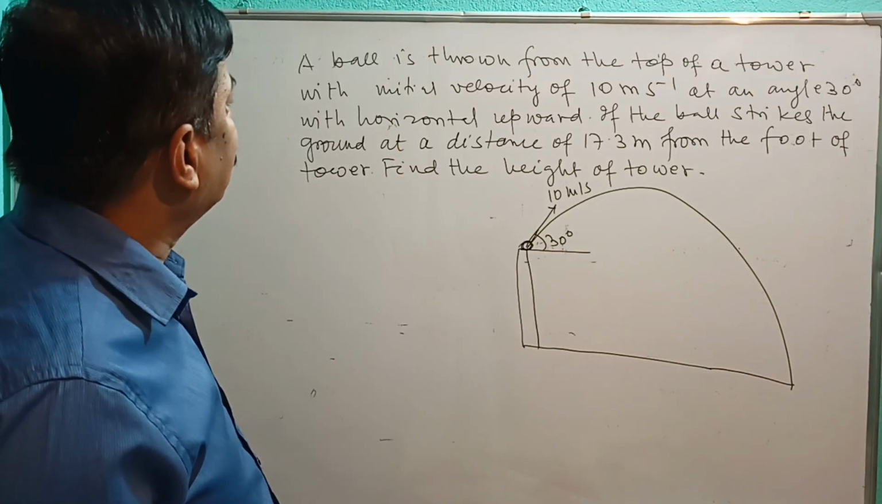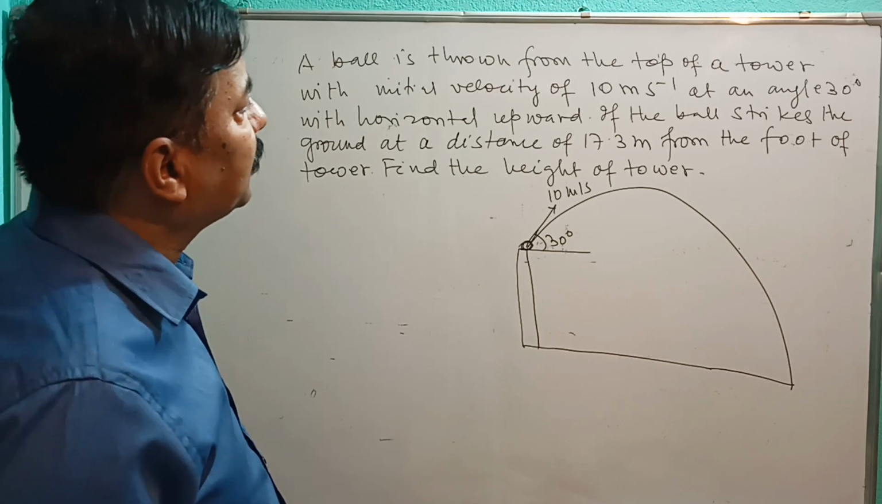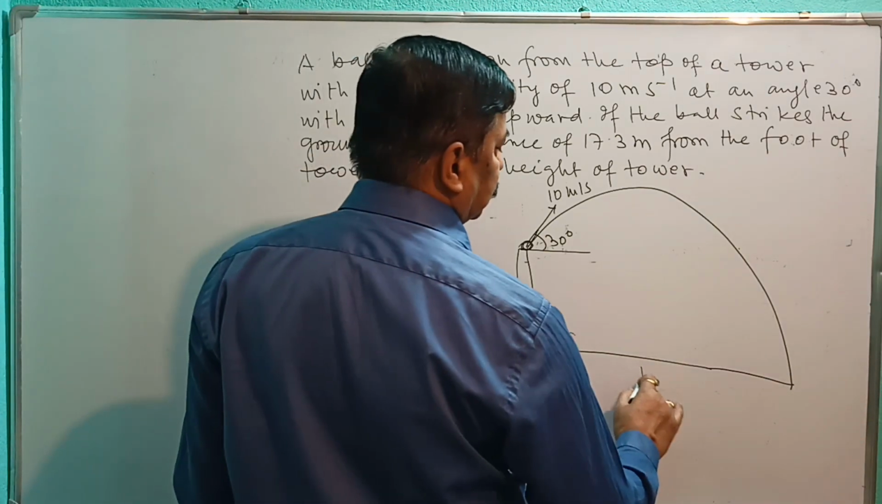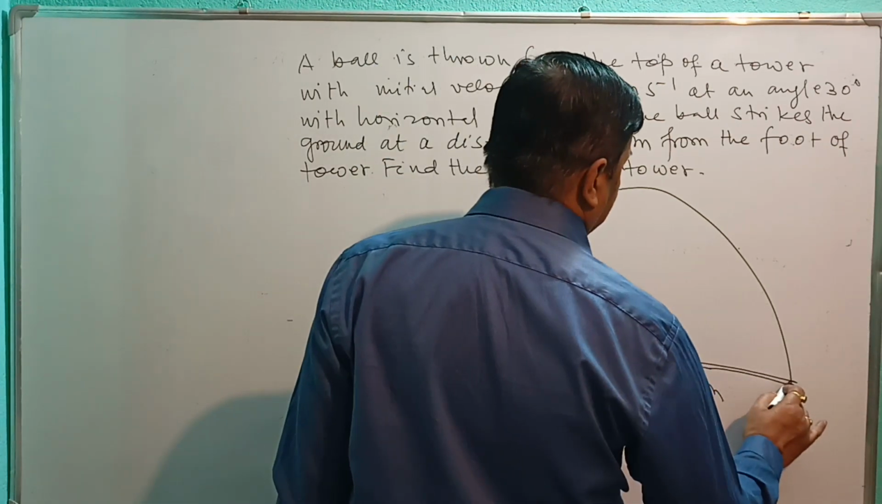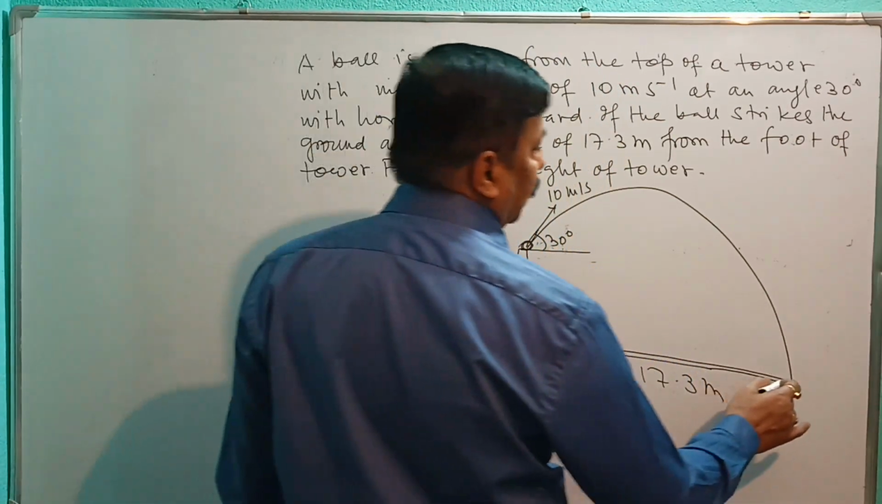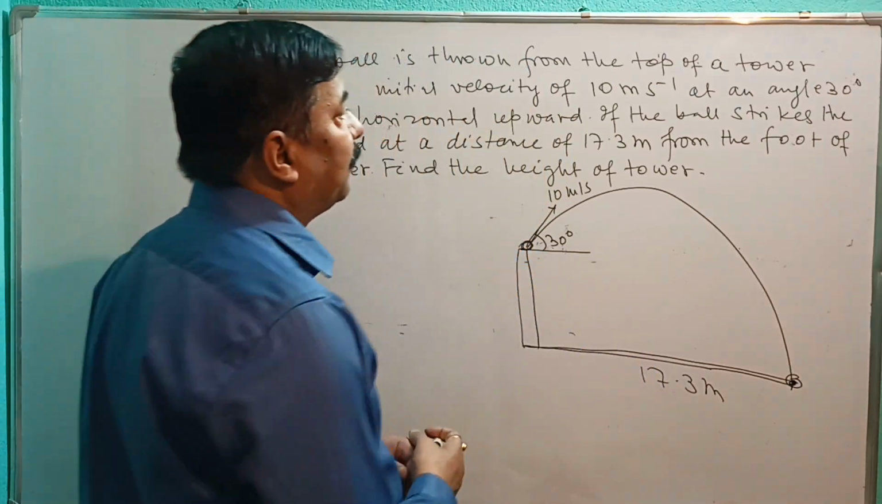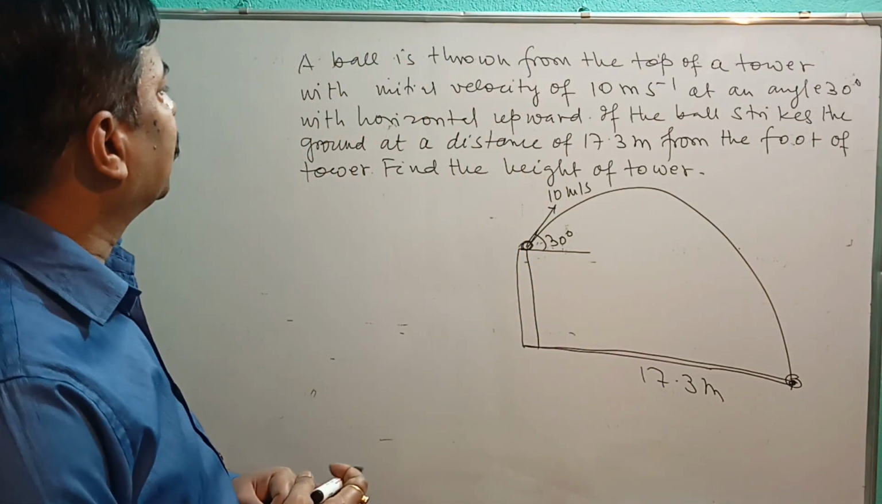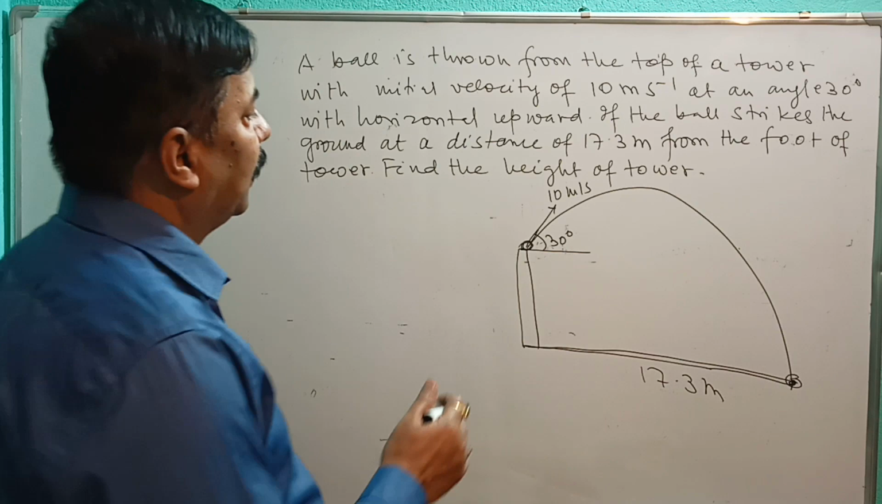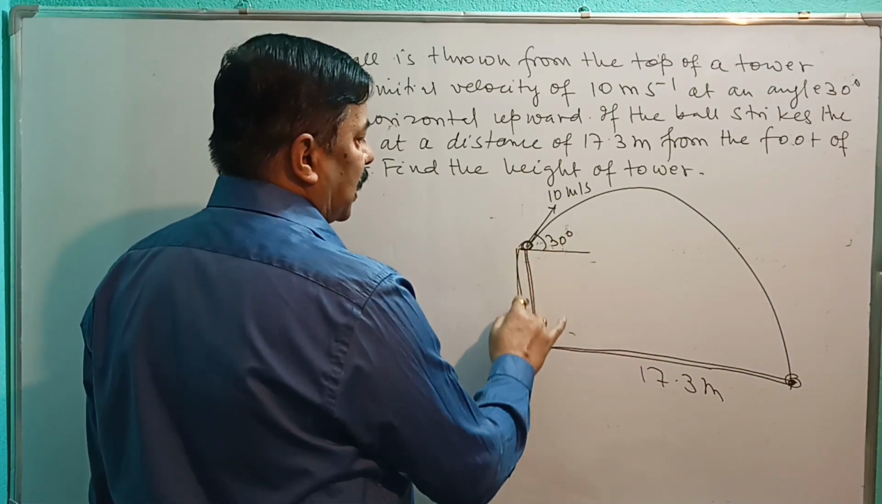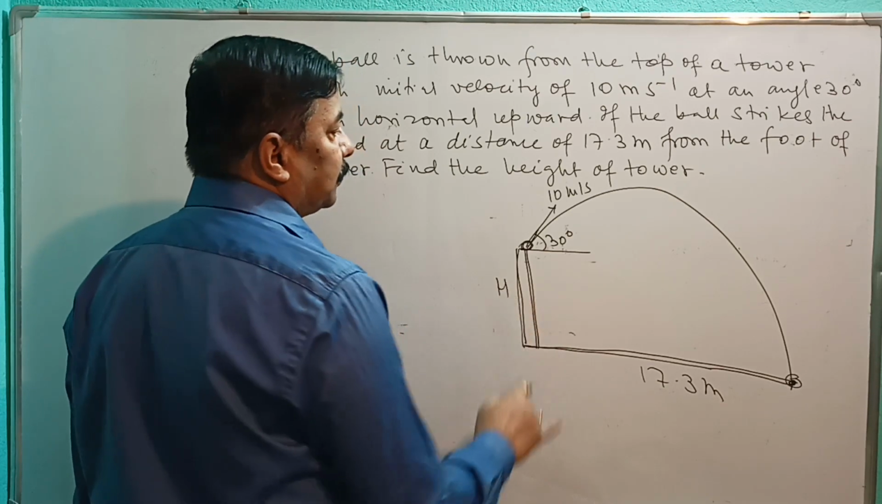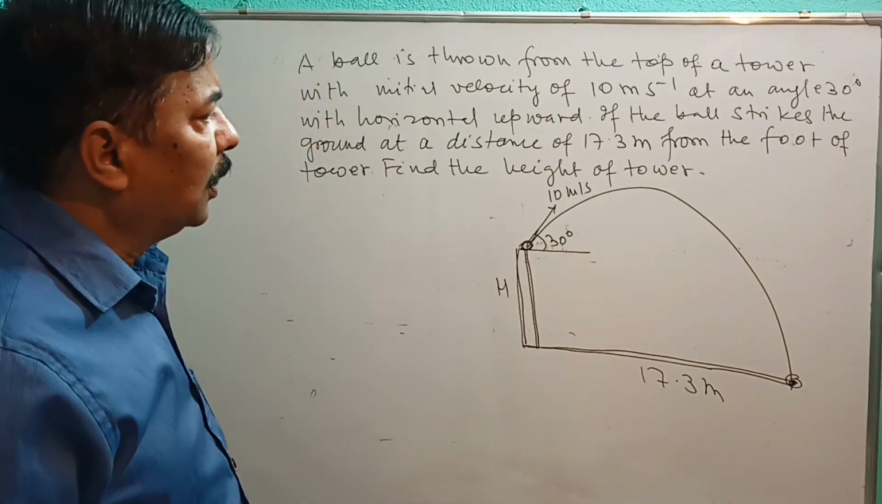If the ball strikes the ground at a distance of 17.3 meter, it is from here 17.3 meter. Ball has reached here, 17.3 meter from the foot of the tower. Find the height of the tower. Now you have to find this height. That this height is how much?